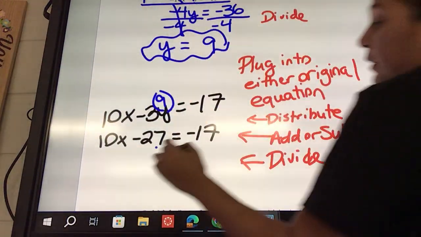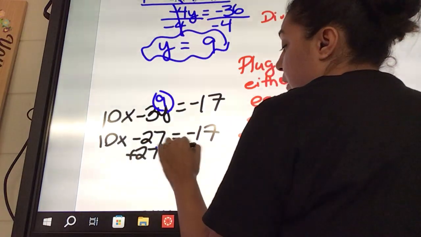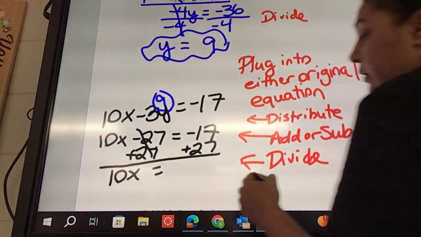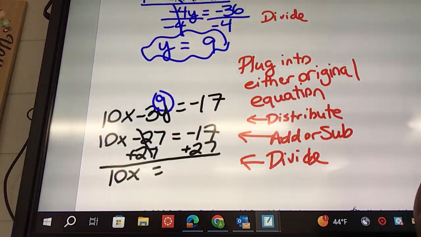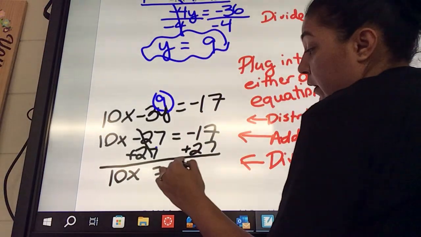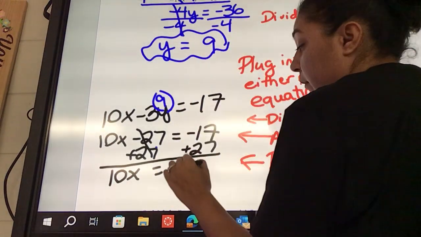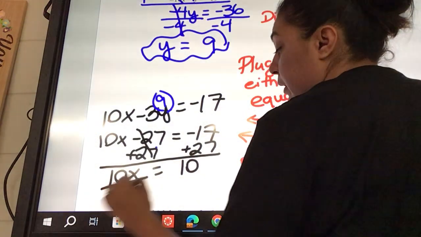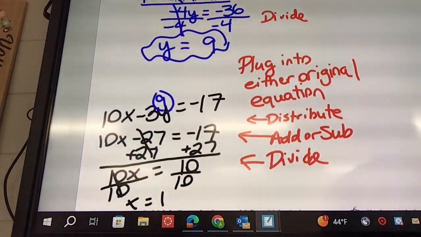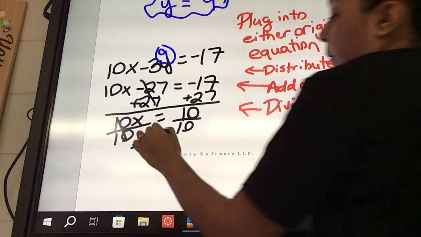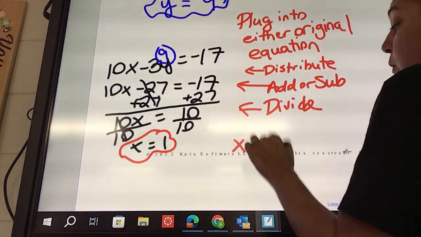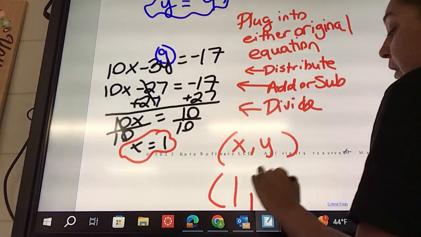I really don't like writing the steps because they're not always the same for every problem. They're somewhat the same, but I don't want you to think you need to do that every time, because sometimes you might have to just use your math brain a little bit. So you're going to get 10x, and then we're going to divide by 10. So we get x equals 1. Again, we're going to write that coordinate as x comma y, so it's going to be 1 comma 9.